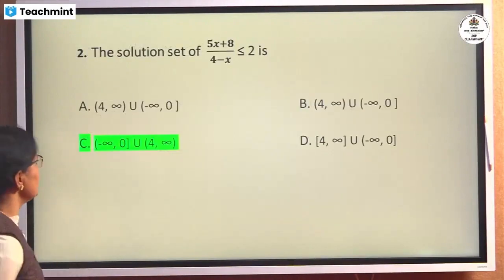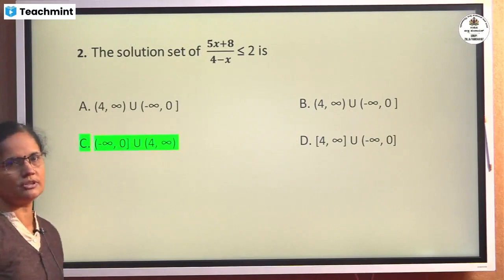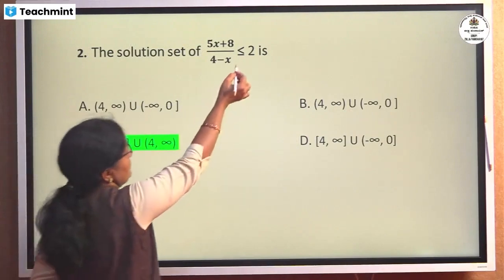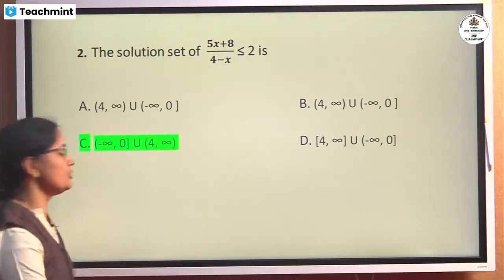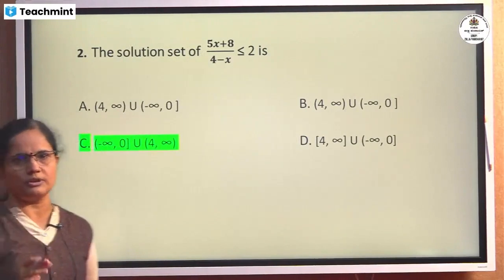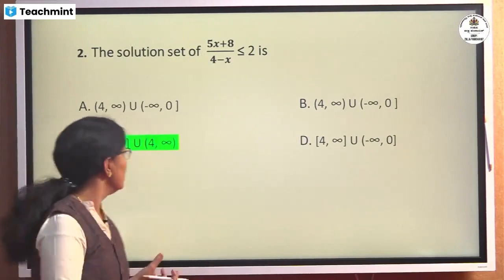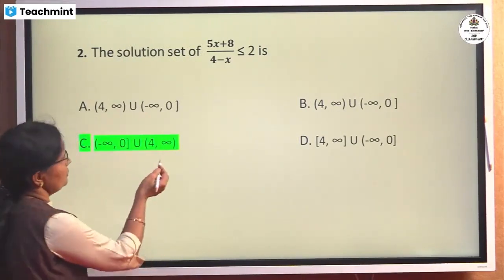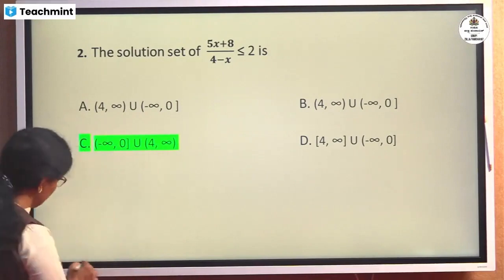Therefore, minus infinity to 0, and 4 to infinity. 0 is included because it is a slack inequation. So if it is strict, you have to take the open interval. Otherwise, you have to take the closed interval. So this is the answer for the question.